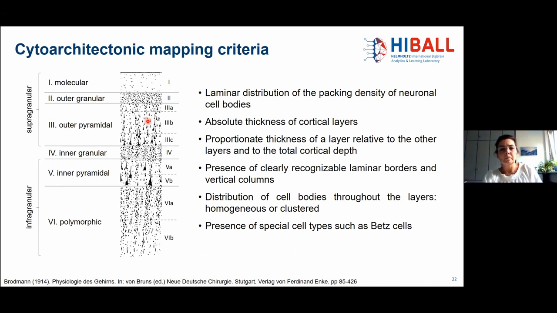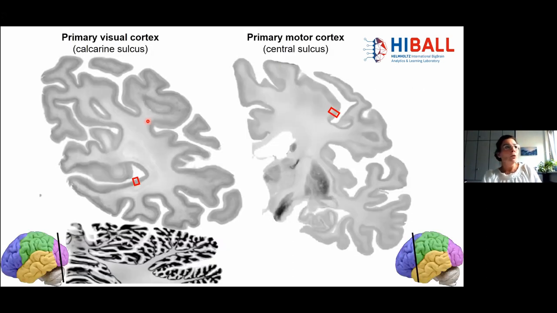Okay. Now, what you see here are two different sections through the BigBrain at two different rostrocaudal levels. The image on the left side is through the occipital pole, and the image here on the right side is basically located at the interface between the parietal and the frontal lobe, okay? So at the level of the central sulcus. And the central sulcus would be this sulcus that you can see here, right?